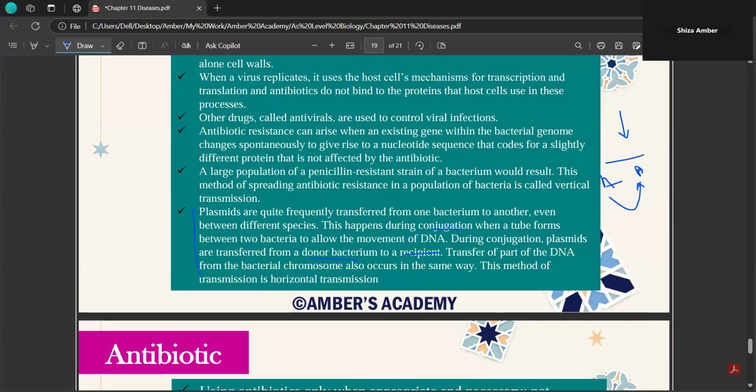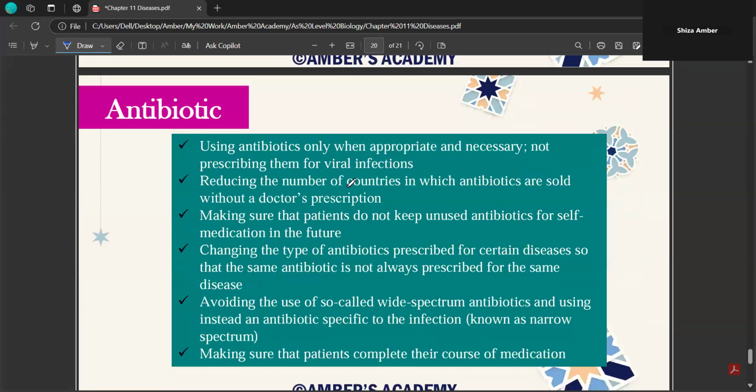Okay? Now, they might ask you how antibiotic resistance can be prevented. By using antibiotics only when appropriate and necessary, and when they are prescribed by your doctors, by reducing the number of countries in which antibiotics are sold without a doctor's prescription, and by making sure that patients do not keep unused antibiotics for self-medication. They might only ask you to write three reasons or three pointers of how antibiotic resistance can be prevented. You have other ones, but this is it for your syllabus.